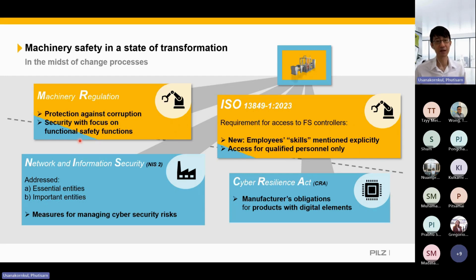Then another involvement is the standard ISO 13849-1. This one talks about safety control systems. There are a few things, but one of the updates in this 2023 version is an additional requirement for the skilled person, the employee. Previously, the skill they needed was sufficient training and experience, basically to perceive the risk.